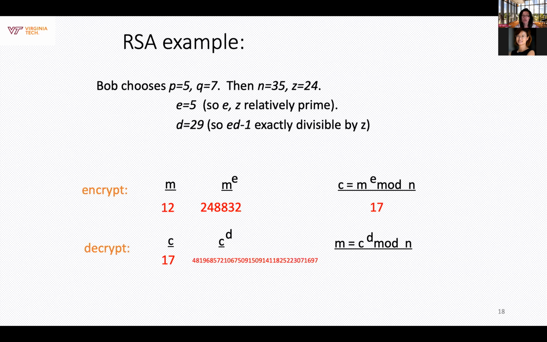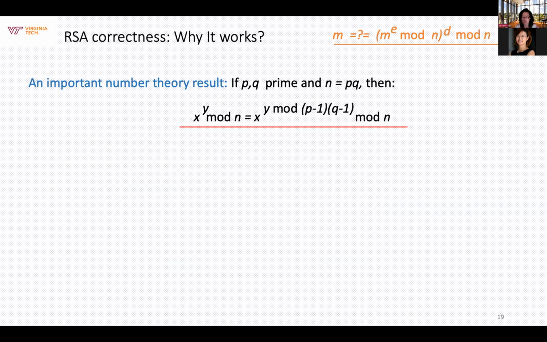You get a ciphertext, you raise it to the power of D, which is 29, and this number, C to the power of D, is a lot bigger. But then after modulo N, you get 12 back. So why does it work? We're going to show a little bit again.